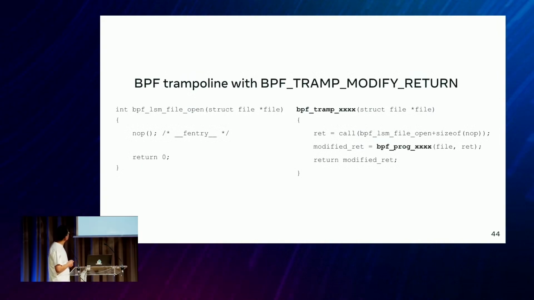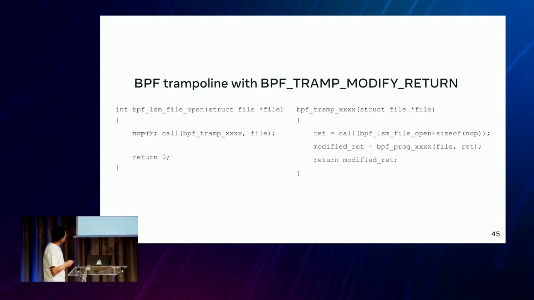So how does this work? This is the original function, and I show here in assembly that there's a nop here. People sometimes call it the fentry nop. And this is the BPF trampoline, and I want to use this to call this BPF program. This program will try to modify the return value of this function. So at runtime, this nop is modified to call into the trampoline.